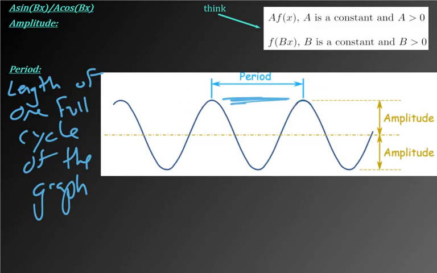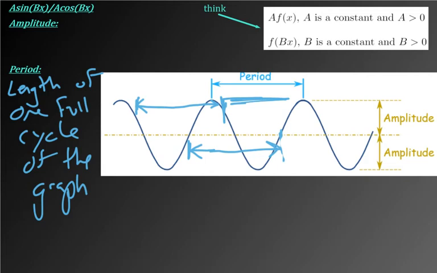You could take it from here and just go to right there. It's not necessarily 2 pi there, but this distance is the same as this distance. And it also doesn't need to be from a 0 to a 0 like that. You can go from this point over to here, to that same point. That distance is also the period of this graph, okay?